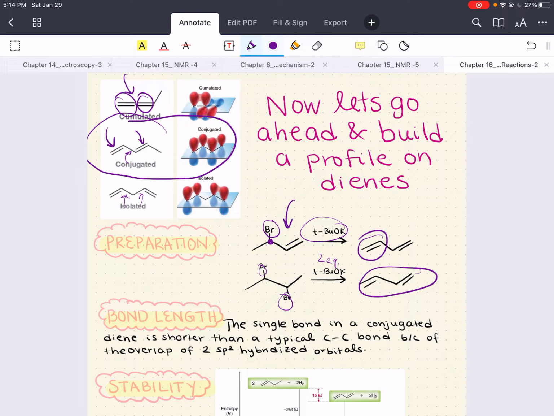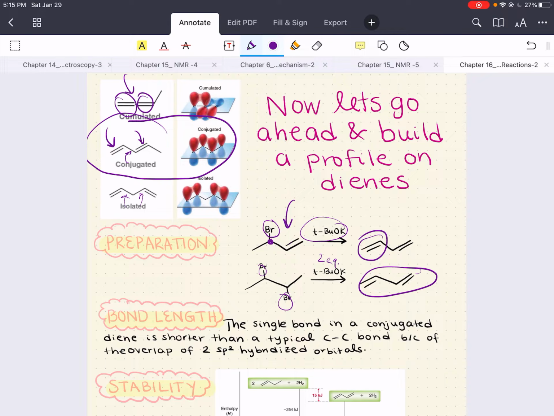All right, so that's something to keep in mind. Now, the second thing we want to talk about in the process of building a profile for these dienes is bond length and bond length comparison. All right, so let's talk about the first consequence of conjugated dienes in regards to bond length.